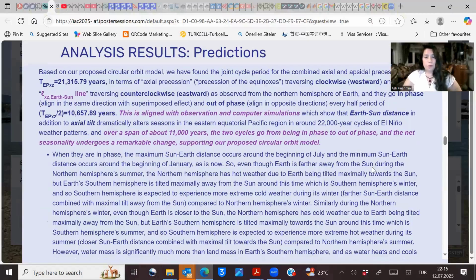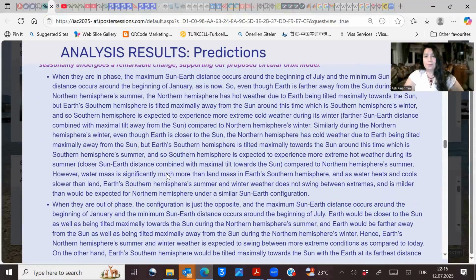So even though Earth is farther away from the Sun during the Northern Hemisphere summer, the Northern Hemisphere has hot weather due to Earth being tilted maximally towards the Sun. But the Earth's Southern Hemisphere is tilted maximally away from the Sun around this time, which is Southern Hemisphere's winter, and so Southern Hemisphere is expected to experience more extreme cold weather during this time. However, water mass is significantly much more than land mass in Earth's Southern Hemisphere, and as water heats and cools slower than land, Earth's Southern Hemisphere summer and winter weather does not swing between extremes and is milder than would be expected for Northern Hemisphere under a similar Sun-Earth configuration.